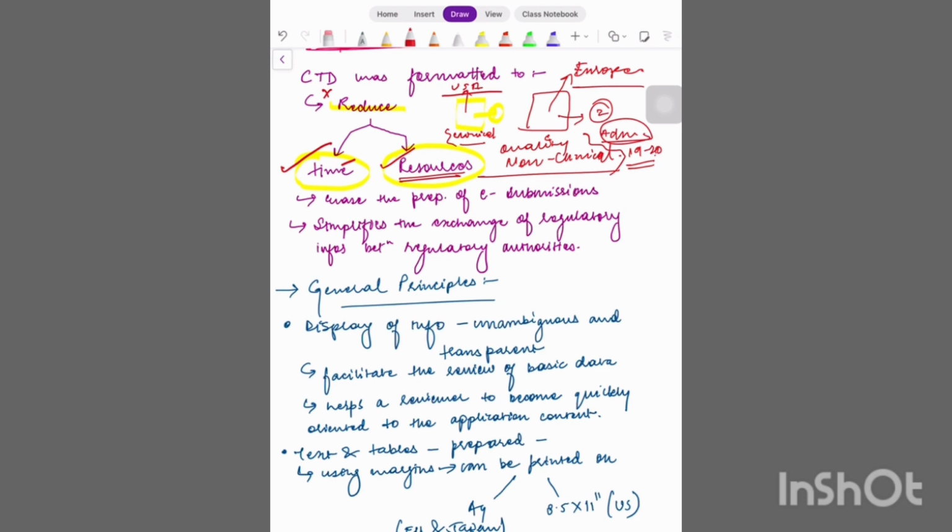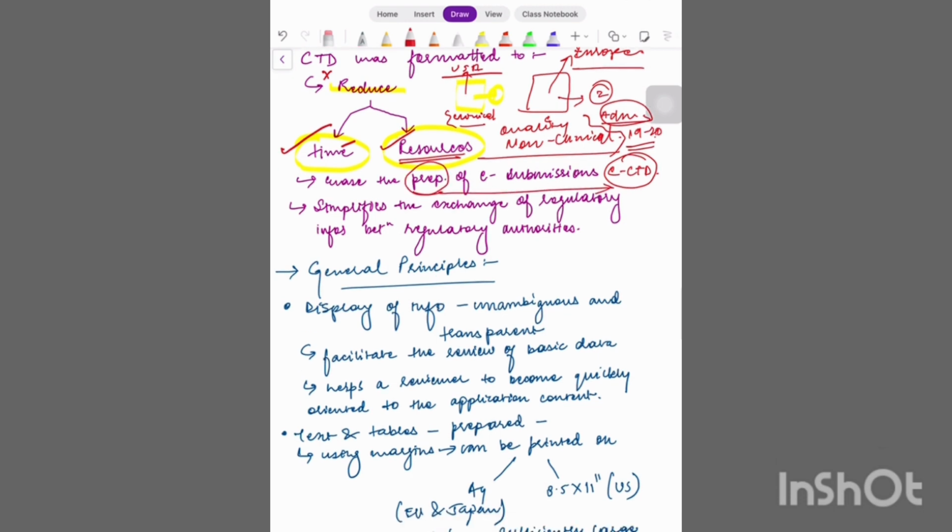तो अब मेरा e-CTD भी इंट्रोड्यूस हो चुका है. तो विद द हेल्प ऑफ e-CTD मेरा प्रिपरेशन और भी ईजी हो गया. हाउ? बिकॉज नाउ आई कैन ईजिली प्रिपेयर एंड सबमिट ऑन ऑनलाइन. Simplifies the exchange of regulatory infos between regulatory authorities. So there is no like confusions there, no problems in understanding the rules and regulations. It simplifies the exchange of regulatory infos between the regulatory authority.